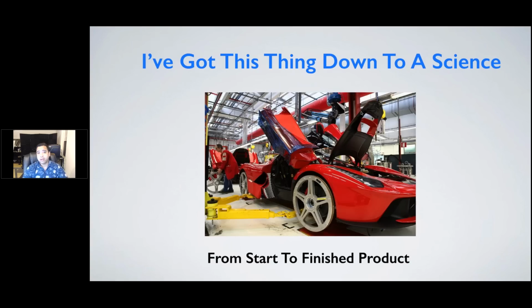So here's the thing. I've got this down to a science, kind of like building a Lamborghini, right? You have your step 1, step 2, step 3. You don't just go from step 1, where you have the frame and then the wheels, and then not have the engine or the doors or the brakes, right? You've got to have it step by step to make it a well-oiled machine for everything to work.